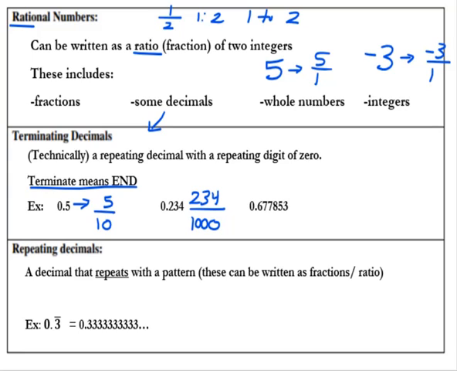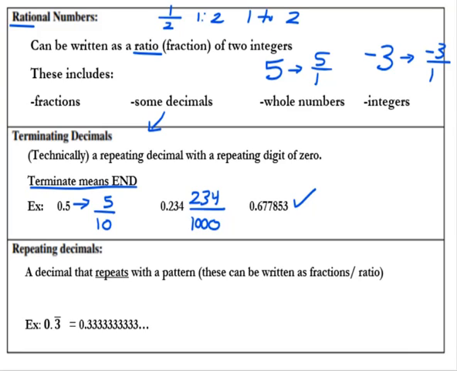But again, any decimal that ends or terminates is considered a terminating decimal, which is a rational number because I can write it as a ratio. So this is also a rational number. Make sure you copy not only the notes, but also some of the examples down as well.